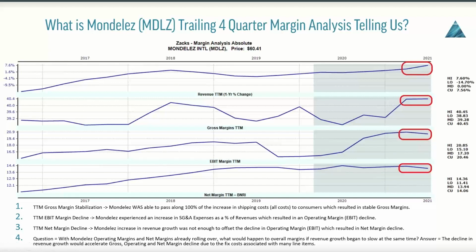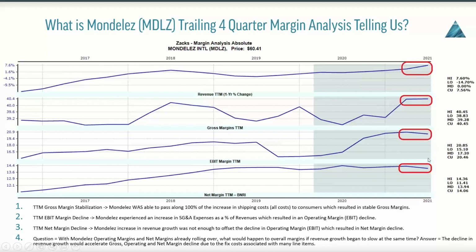So the question we need to ask of Mondelez is, with operating margins and net margins already rolling over, what would happen to overall margins if revenue growth actually began to slow at the same time, right? So even with this type of a revenue growth trajectory, we're still getting operating margin and net margin rollover, even though we've stabilized gross margins. It would not be a good thing now if revenues actually turn the other way.